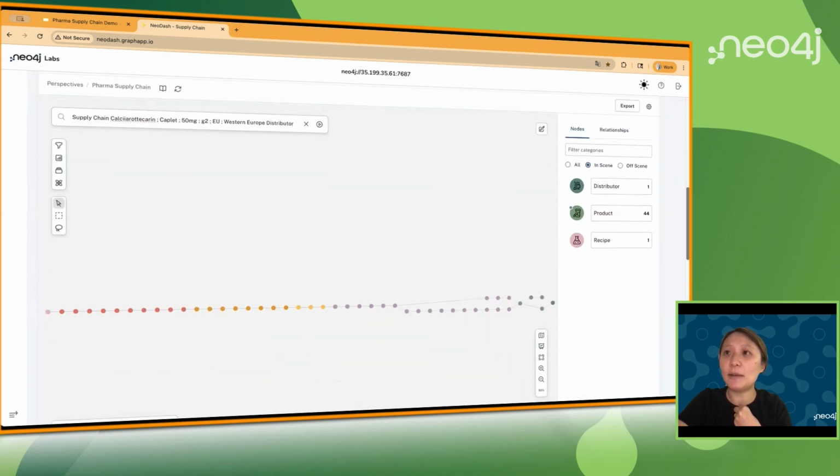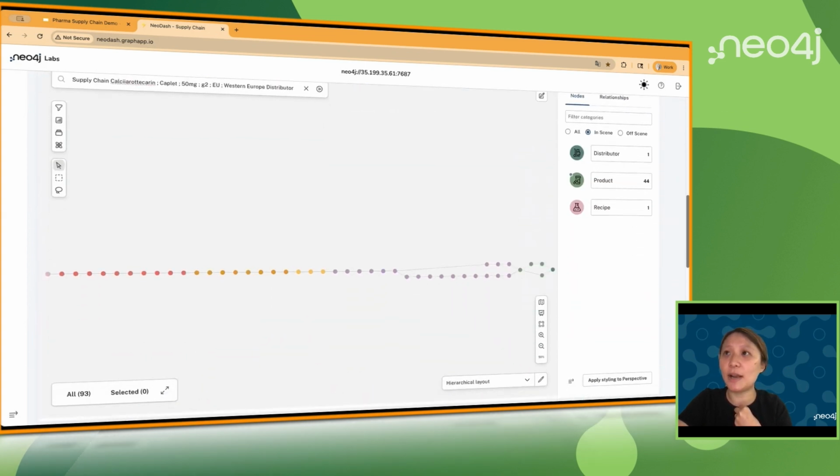So here, I'm looking at the supply chain to the final distributor, the Western Europe distributor. And you can see the Neo4j label property graph model represents data as entities and relationships. So we can view all the steps and dependencies in a very intuitive way. This level of visibility is invaluable in a supply chain context, and it's very hard to get without using a graph database like Neo4j. So let's take a closer look at this chain.